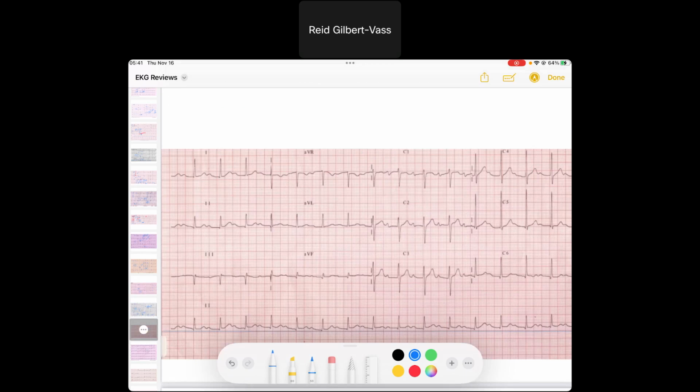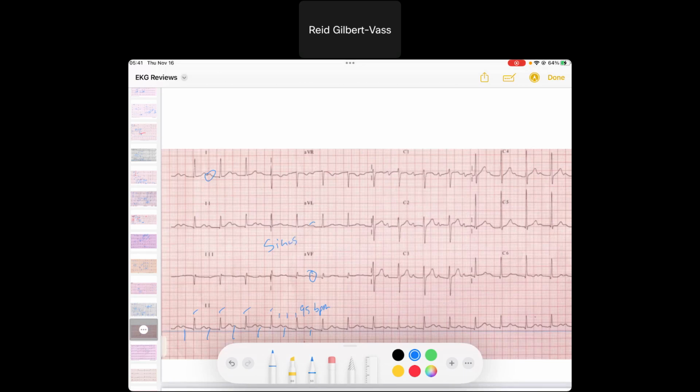All right, so we're going to do some regular rhythm. Our rate is 300, 150, 100, maybe 95 beats per minute. We've got atrial activity, and it's looking like there's some type of AV block because these P waves are coming pretty far away. The P waves are up in 1, they're up in AVF. This is a sinus rhythm.